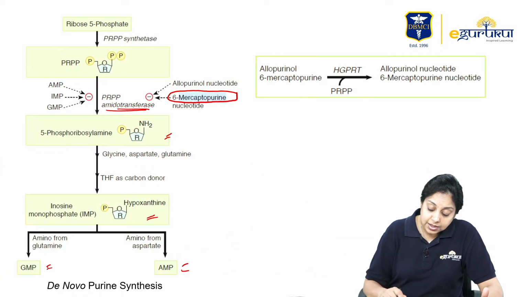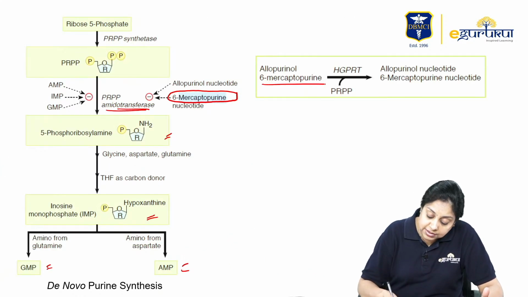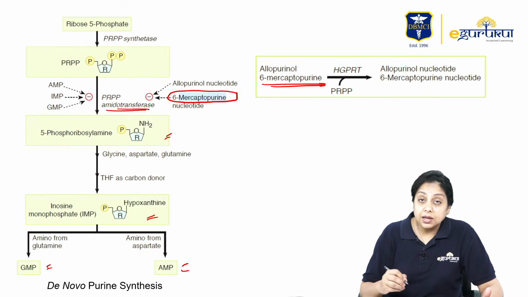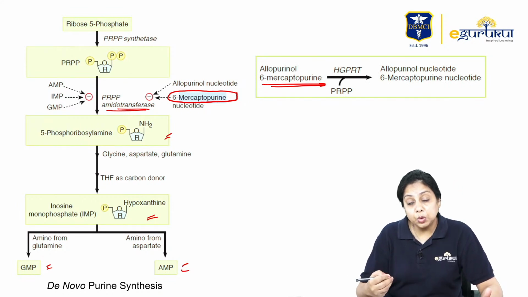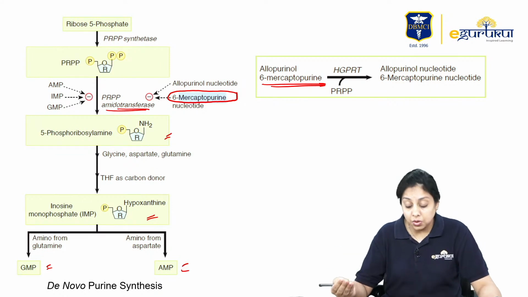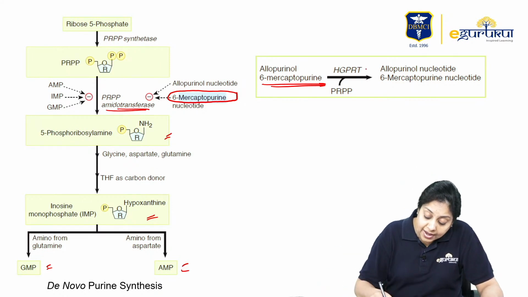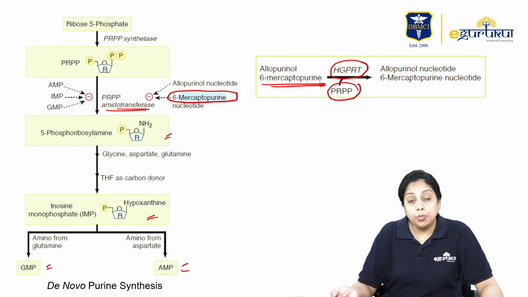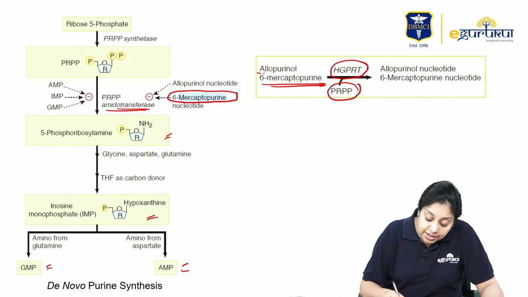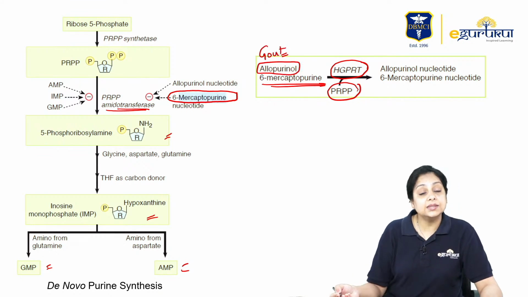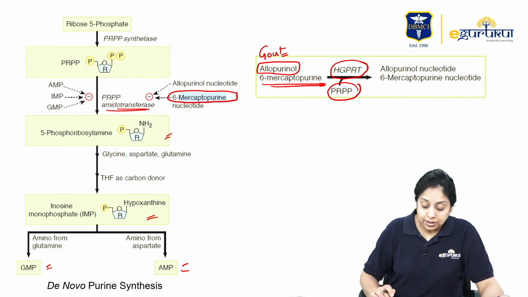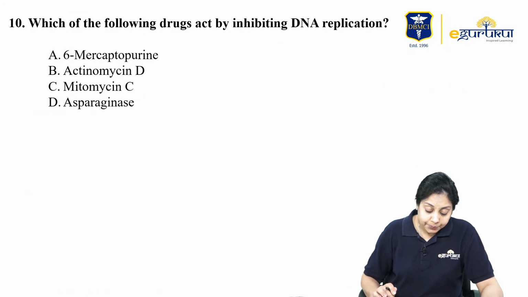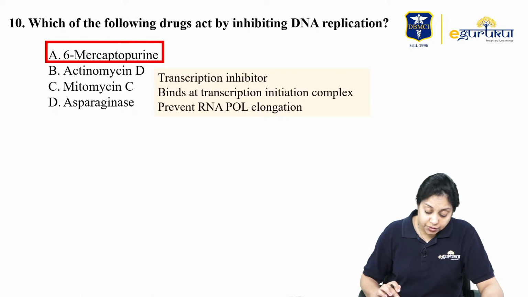So A is the correct choice, right? A is the correct choice. And the conversion of the 6-mercaptopurine to a similar looking nucleotide is done by HGPRT first, and then it is going to incorporate into the elongating DNA strand. There is this allopurinol. Allopurinol is a prodrug for treatment of gout, and it acts the same way, same mechanism of action you can say, okay. So choice A is the correct choice for us.